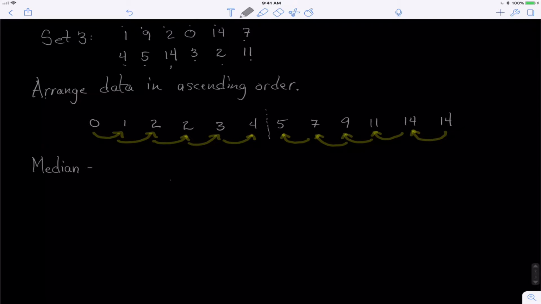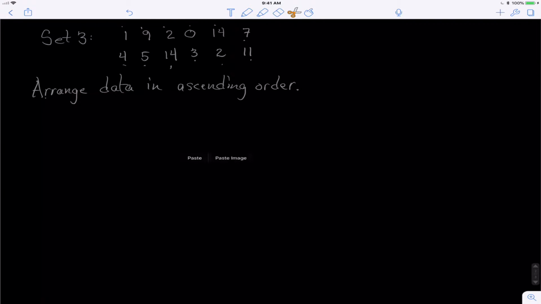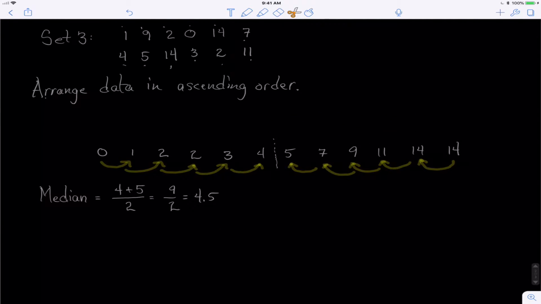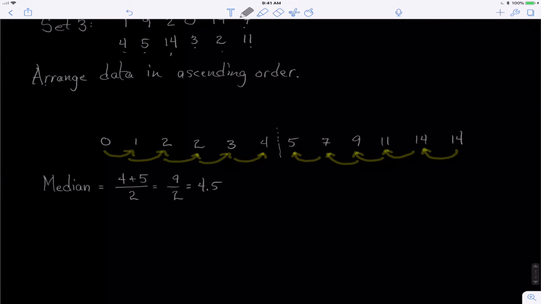We could probably guess that, or remember we can always find it formally as 4 plus 5, divided by 2. 4 plus 5 is 9, divided by 2 gives 4.5. I'm just going to move all of this down a little bit to make some space for myself. So my median, we'll write here, is 4.5.